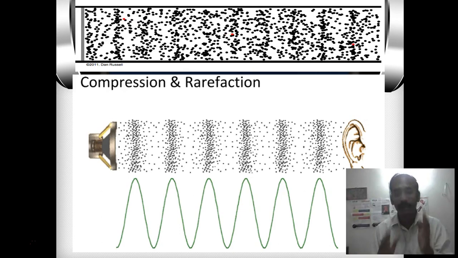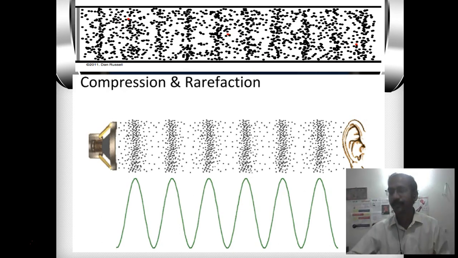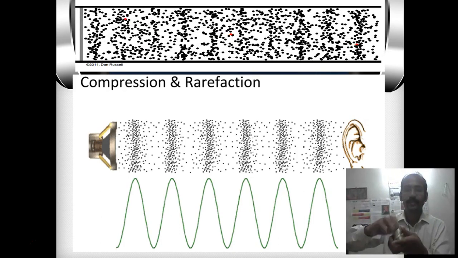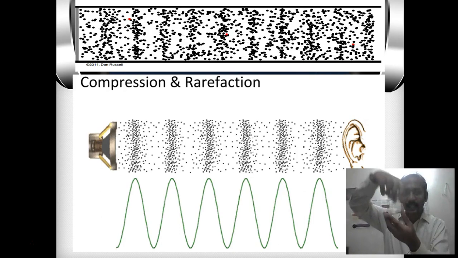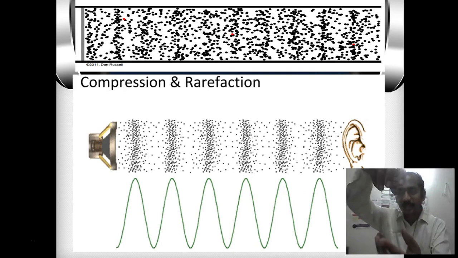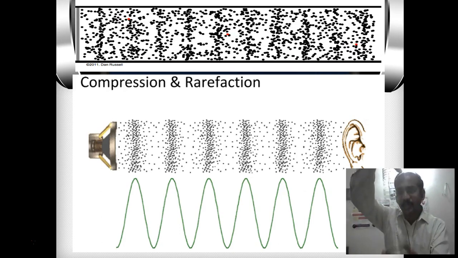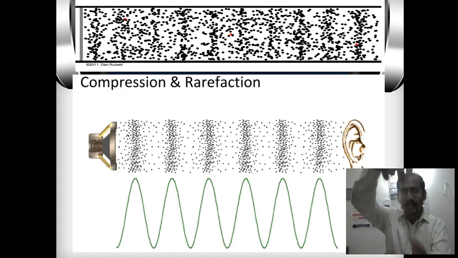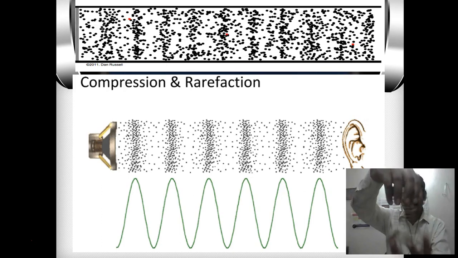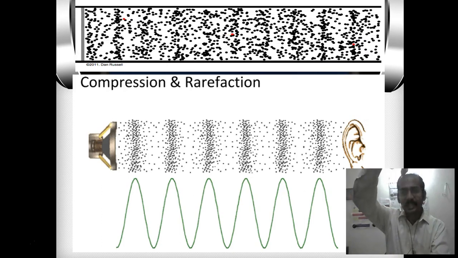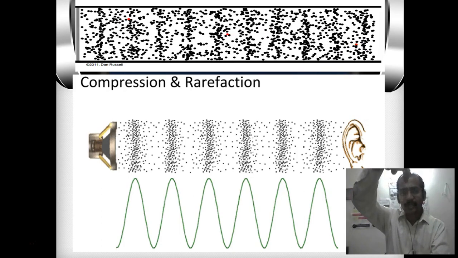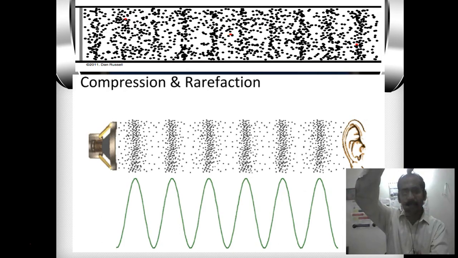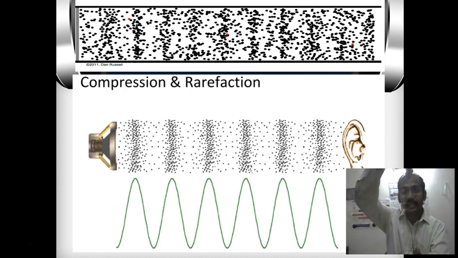Sound travels in the form of compressions and rarefactions. Now, I'll show you what is compression and rarefaction. This is called a slinky. Yes, you can observe there are compressions and rarefactions here. Can you see? Yes, there are compressions and rarefactions, as well as in our presentation.